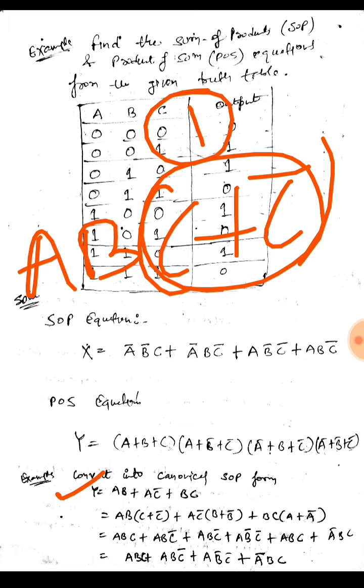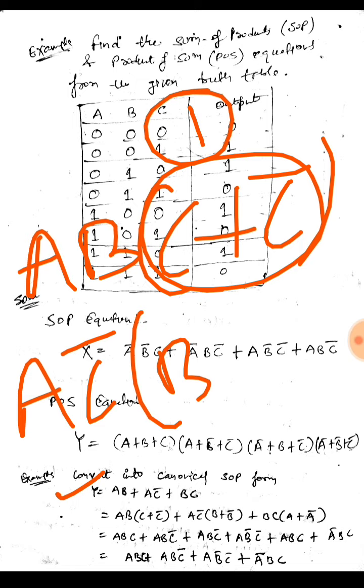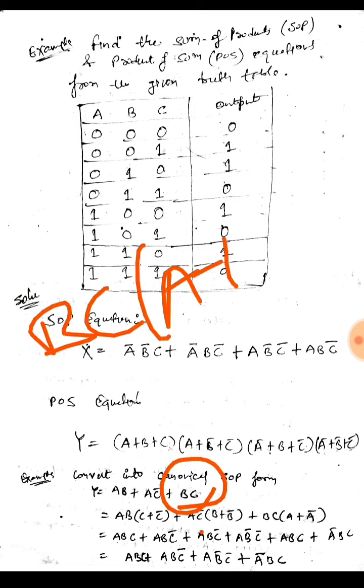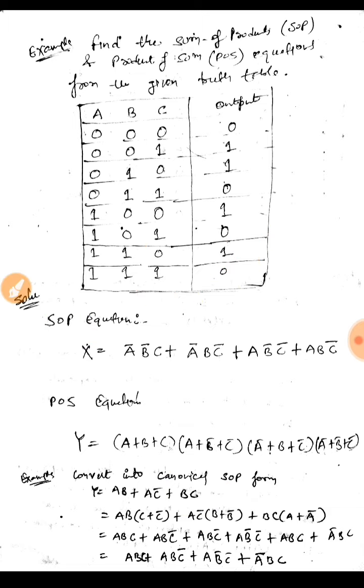Similarly, in the second term it is AC bar, B is missing, so I will multiply it with B plus B bar. In the third case it is BC, A is missing, so I will multiply it with A plus A bar, and then expand it and simplify. So this is how it can be converted into the canonical form.